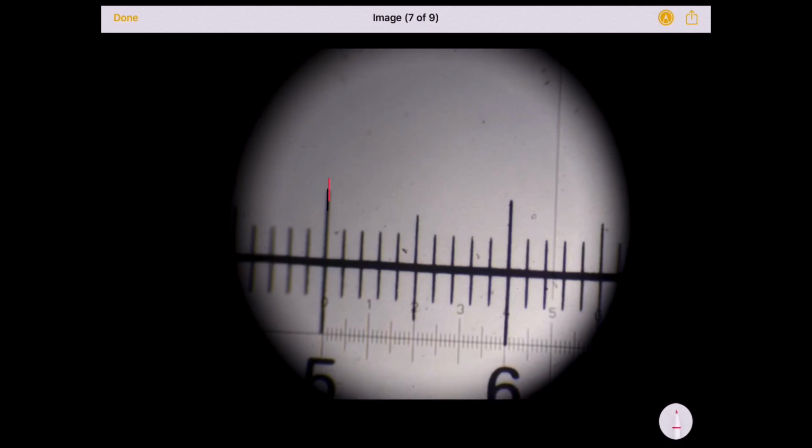Better still, if both of the lines can match, where you can see this line of the stage micrometer is matching the line of your eyepiece graticule. If you can get a match, okay, it might not necessarily be the whole eyepiece graticule.